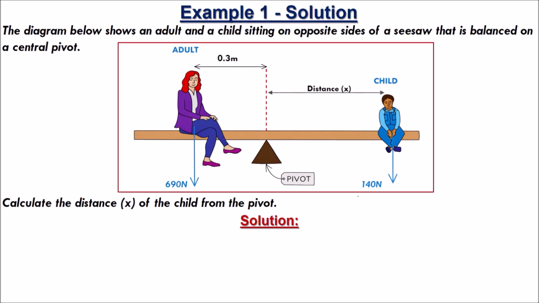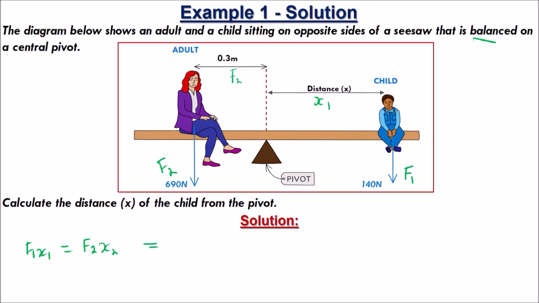So we have two moments. We have force 1 in the clockwise direction times distance 1 in the clockwise direction, and force 2 in the anti-clockwise direction times distance 2 in the anti-clockwise direction. So we can safely say force 1 times distance 1 is equal to force 2 times distance 2. Why? It is balanced, it is in equilibrium.